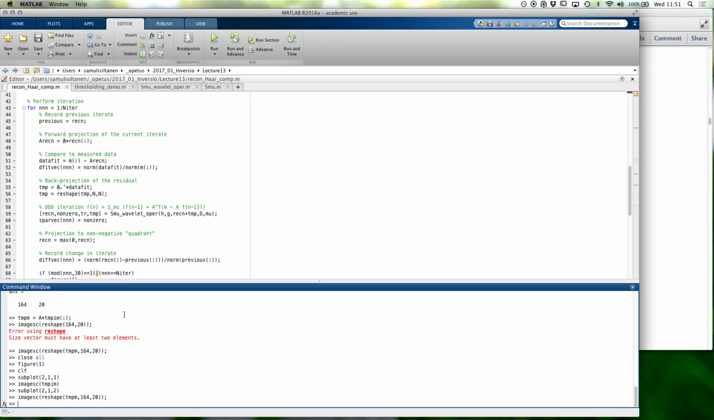Now, the transpose of A multiplies a vector of the size of the sinogram, and the result will be a pixel image of size n by n. Let's see what it does.